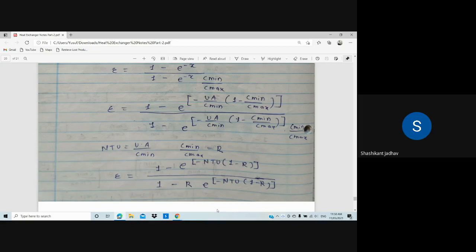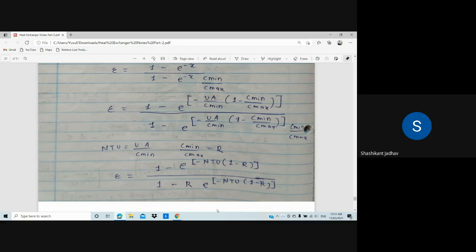Okay, so as we know, NTU म्हणजे काय असते, what is meant by NTU? NTU is nothing but number of transfer units. And what is the equation for that? NTU is equal to U into A divided by C minimum. And what is R? R is nothing but the heat capacity ratio. So R is equal to C minimum upon C maximum.